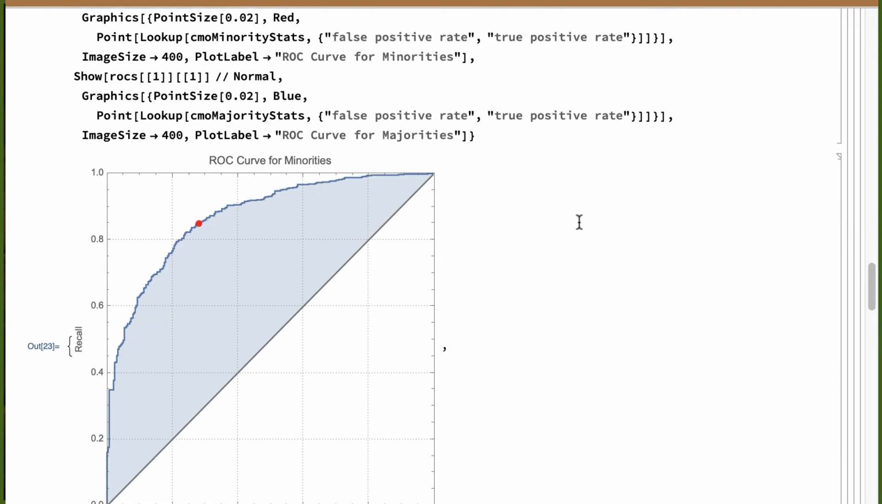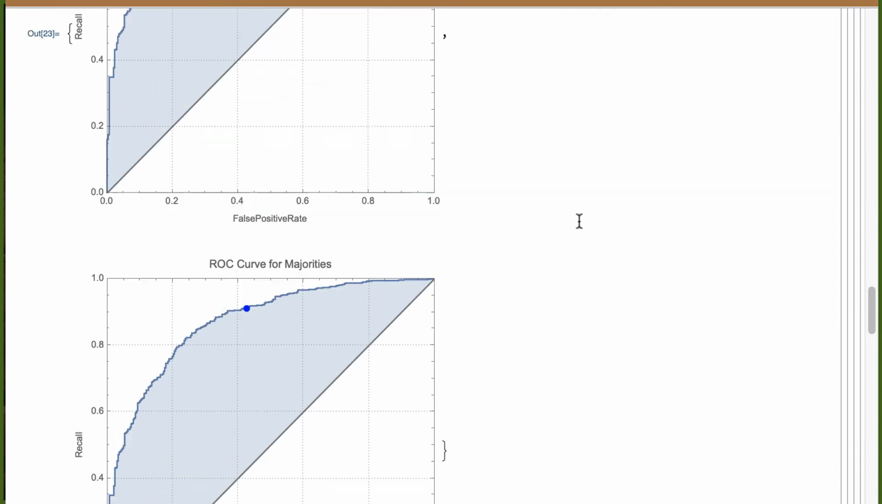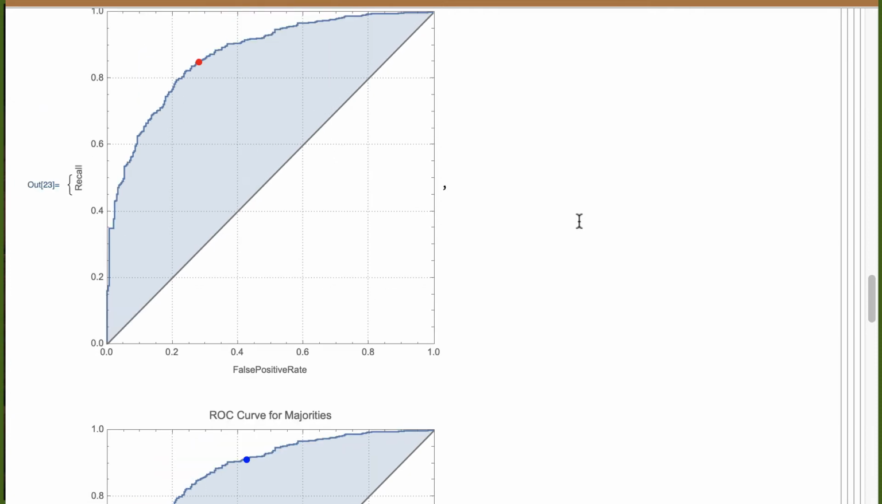Okay, let's take a look. If we look at these curves, the curve for the minorities and the curve for the majorities, they are just about identical. What isn't identical is the location of the dot. This is where this classifier is actually coming out, and you can see that there's a lower false positive rate and a lower true positive rate.